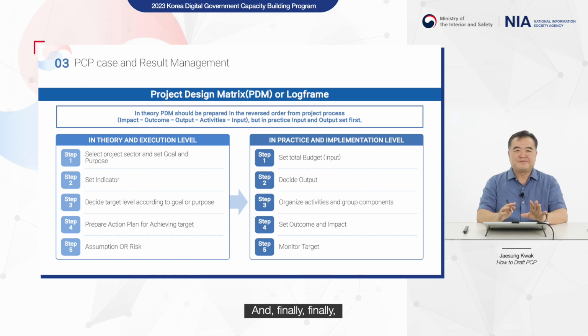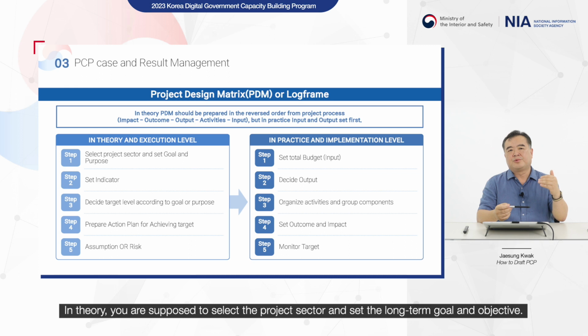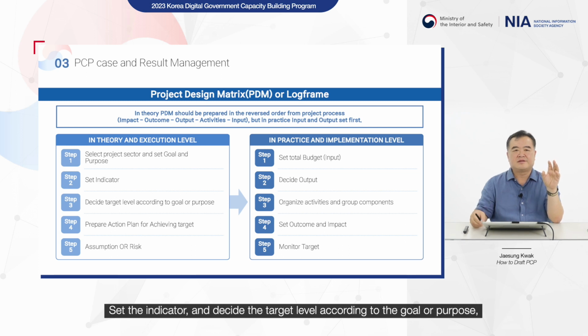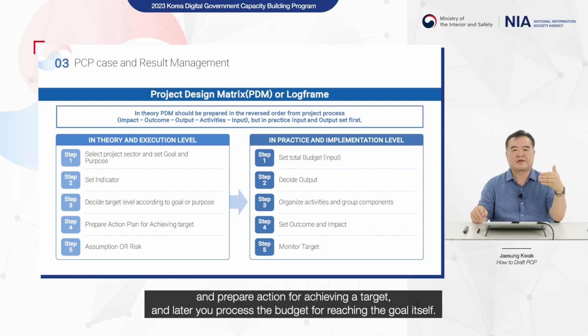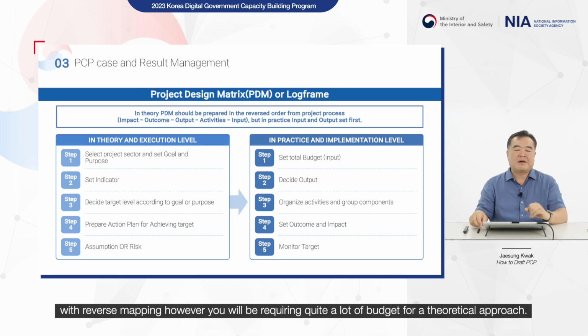And finally, what would be the order of drafting the PCP or the project design matrix? In theory, you're supposed to select the project sector and set the long-term goal and objective, set the indicator and decide the target level according to the goal or purpose, prepare action for achieving the target, and later you process the budget for reaching the goal itself. If you do that, it will serve for the identification of your action in a precise manner with reverse mapping. However, you will be requiring quite a lot of budget for the theoretical approach.